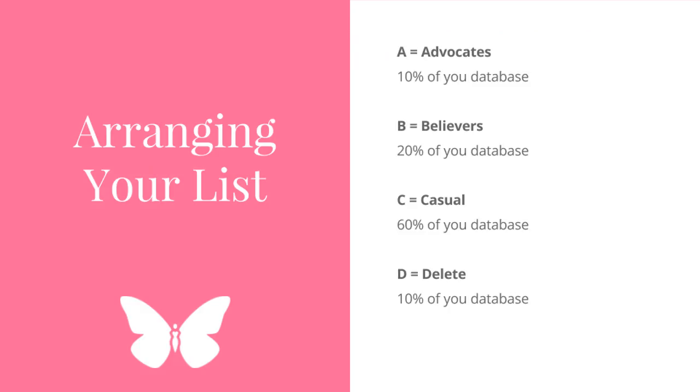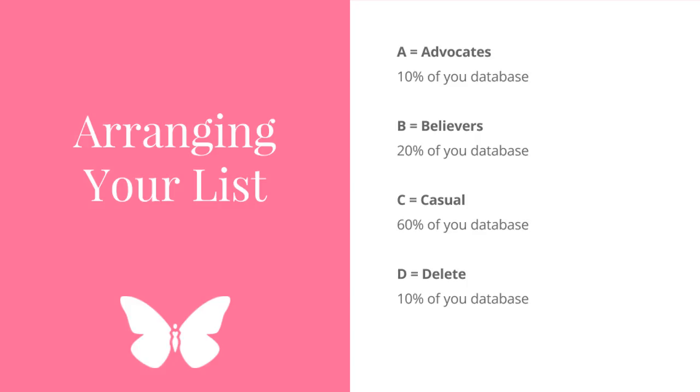These are all your casual contacts, and they're willing to receive information from you, so you will keep your casual contacts in the loop. And then finally, we look at your D's, and your D stands for delete or do not contact, and this will make up about 10% of your database. And it's really important that you understand 10% is D's and 10% is A's, and they are both equally important, because knowing who not to do business with is just as important as knowing who to do business with.